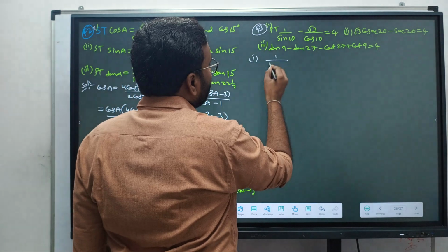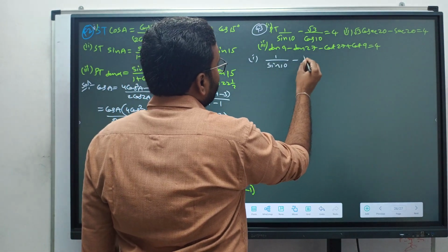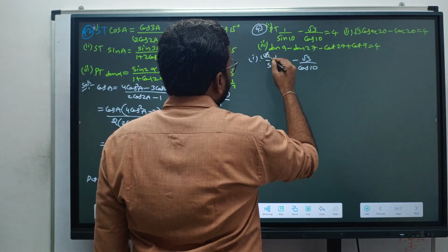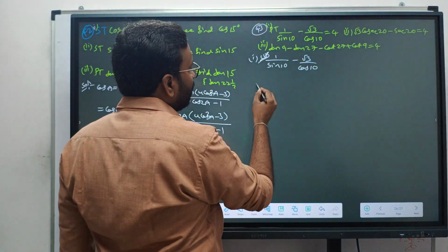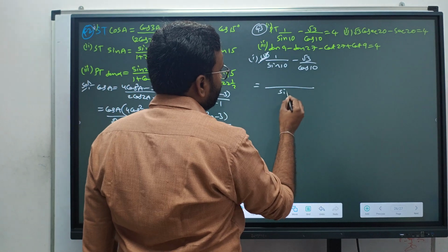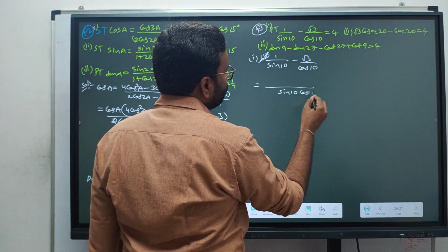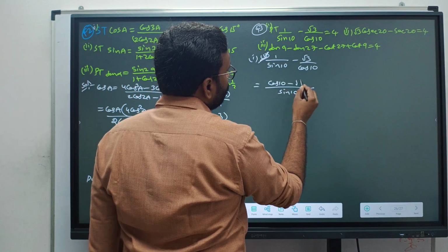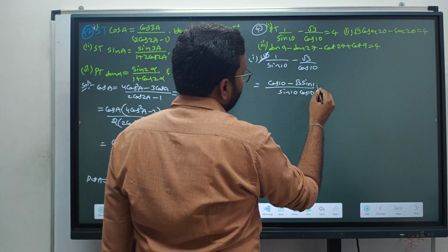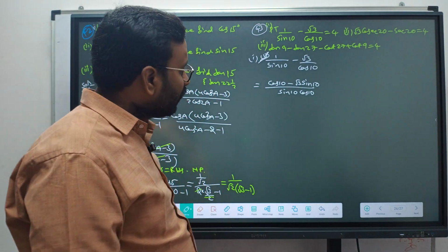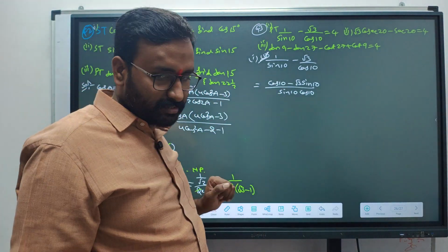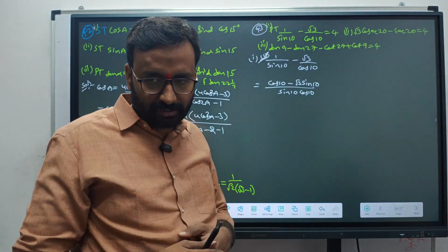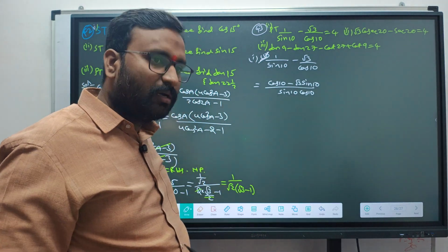Now see the first question. Given 1 by sin 10 minus root 3 by cos 10. This is the LHS. Now apply LCM: sin 10 cos 10 in the denominator, and on this side cos 10 minus root 3 sin 10. So here sin 10 cos 10 is there. If we had a 2, it would become 2 sin theta cos theta, the sin 2 theta formula. But is there a 2? No.